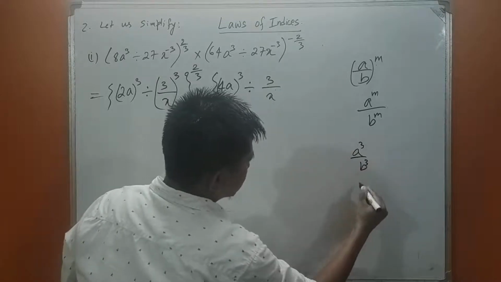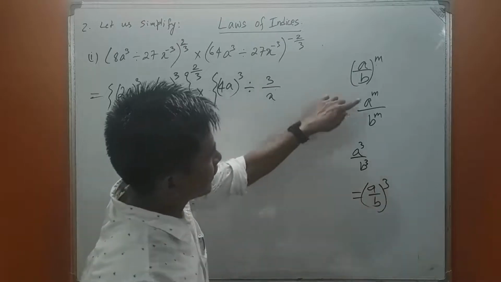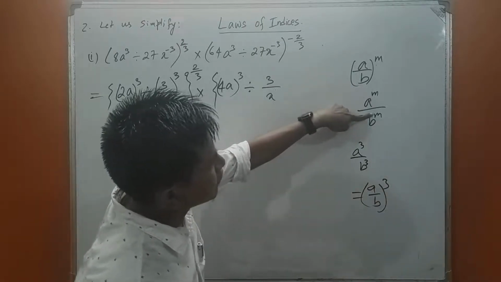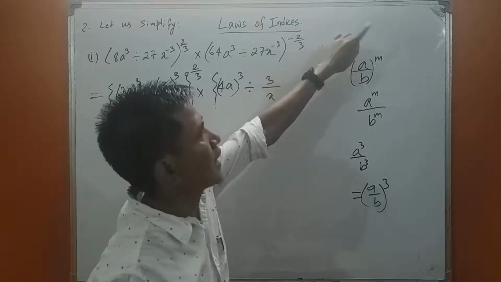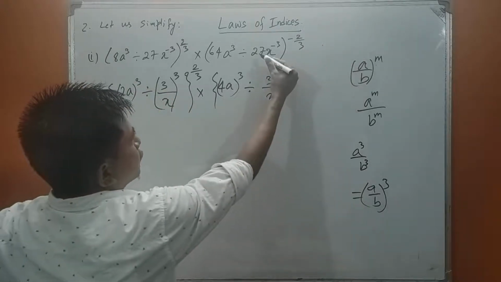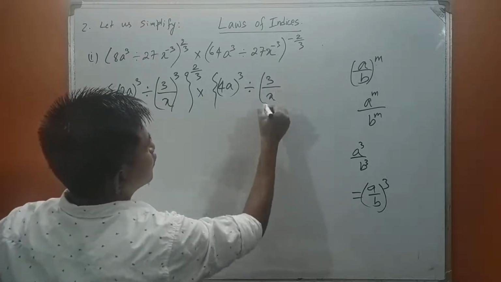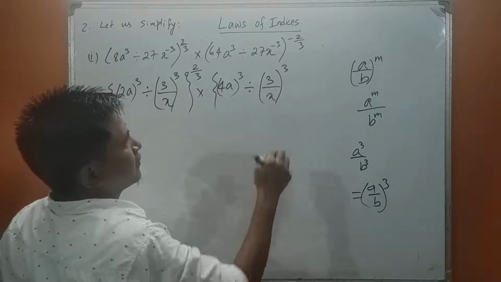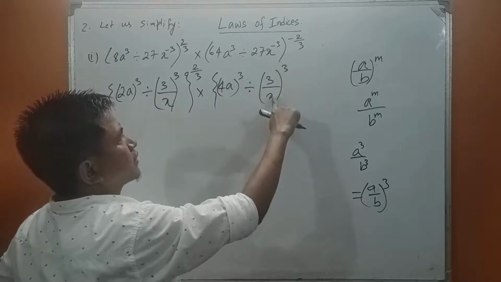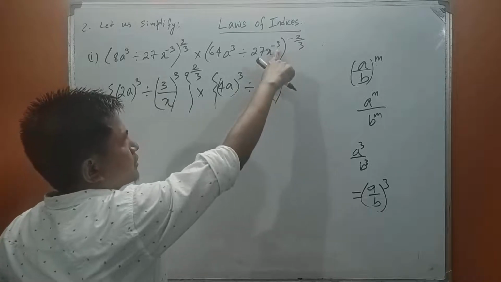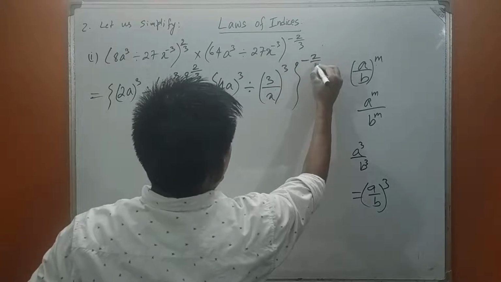So a cubed upon b cubed can be written as a upon b whole cubed, isn't it? Like a to the power m upon b to the power m can be written as a by b whole to the power m. Similarly, 27 is written as 3 cubed. X cubed is written as x whole cubed, okay? Now this cube is for both the numbers. 3 cubed means 27, x cubed means x cubed, okay? This x is in the denominator, isn't it? So this is minus 2 upon 3.